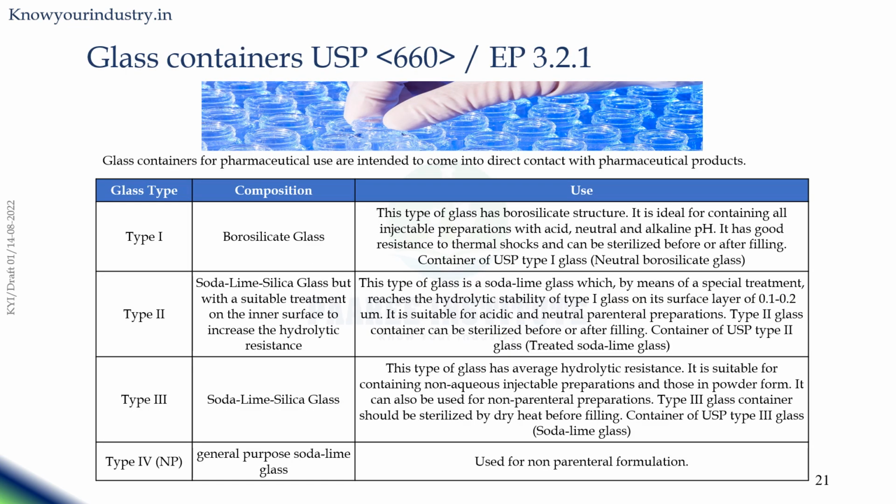Glass containers are categorized into different types based on the hydrolytic resistance and the composition of the glass. For example, type 1 comes with a borosilicate glass, which is considered for any parenteral preparations, basically for acid, neutral, and alkaline pH, and it has good thermal shock resistance.